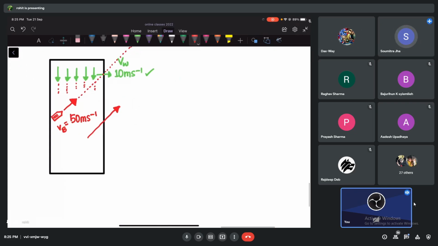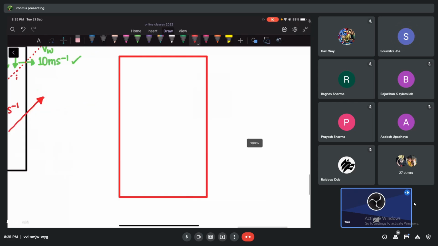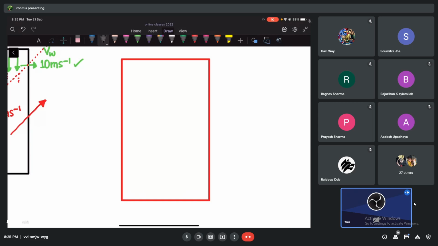Those who did not understand, I'll give you another example. Let's say rainfall. Rain falls vertically downwards, right? This is the direction of rainfall; this is how the rain droplets fall. This is quite easy. Everybody understood this one, right? Now imagine there's a wind in this direction. I'll show you. Wind, let's say, is in this direction.